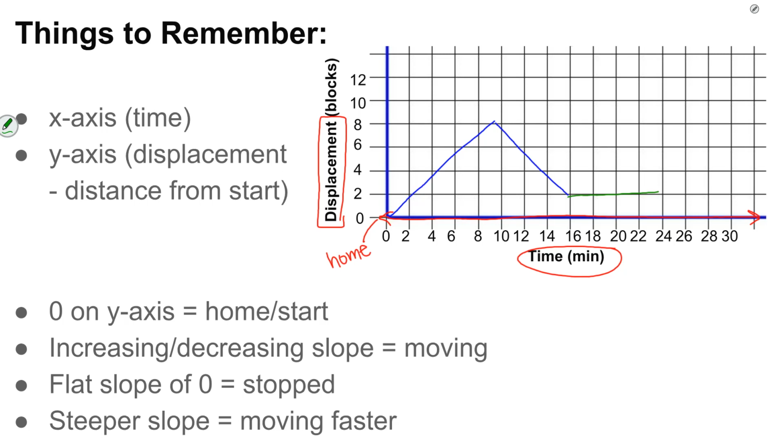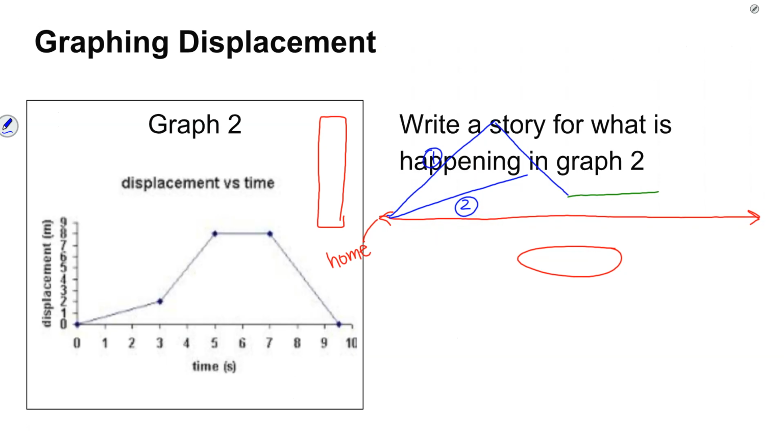And then the last thing, the steeper the slope, the faster we're moving. So maybe in the first scenario here on this line, we were running. If we were walking, we'd have a flatter slope. So our scenario 2 here is that maybe we are walking that distance. It's going to take us longer time to go to that distance. Okay, keeping those things in mind, let's go over a scenario for graph number 2.